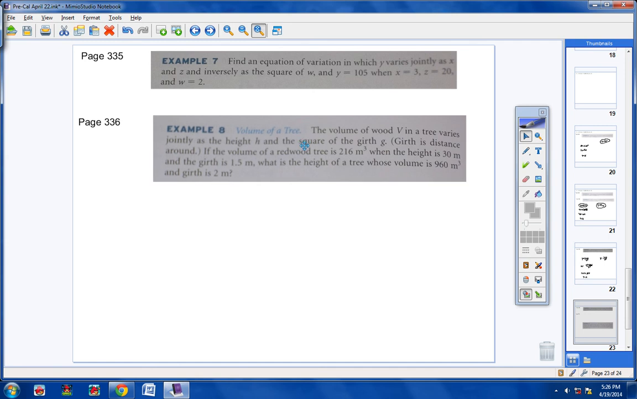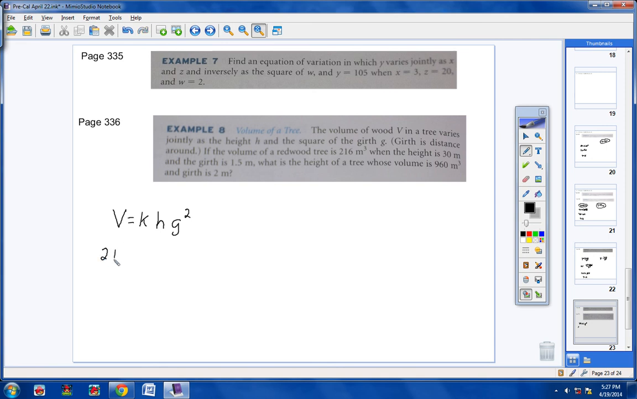Here we go. The volume of wood V in a tree varies jointly, so here's my K, as the height H, and the square of the girth. So the girth squared. And girth is the distance around the tree. If the volume of a redwood tree is 216 meters cubed, so 216, and by the way, that does not mean that you're cubing the 216. The cube just means, remember, area is always square, volume is always cubed measurement.